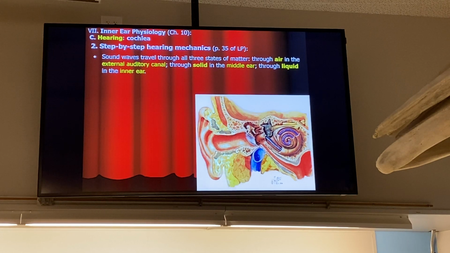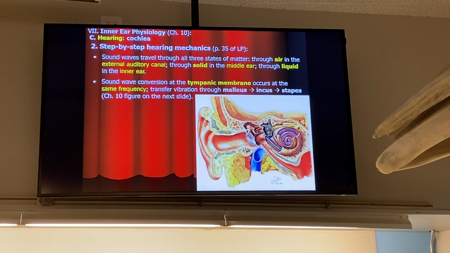So let's first talk about the sound waves going through air in the external ear, through solid in the middle ear, through the auditory ossicles, and then through the liquid in the inner ear, perilymph and endolymph. The conversion is happening in the middle ear where the tympanic membrane is catching sound waves in air, in gas, and converting them to the foot plate of the malleus in solid.